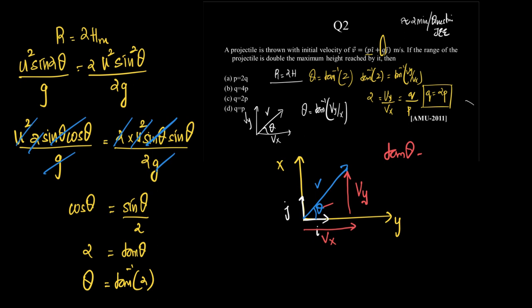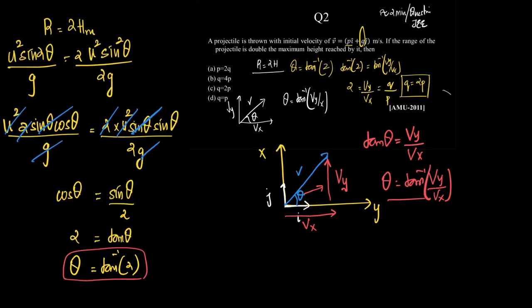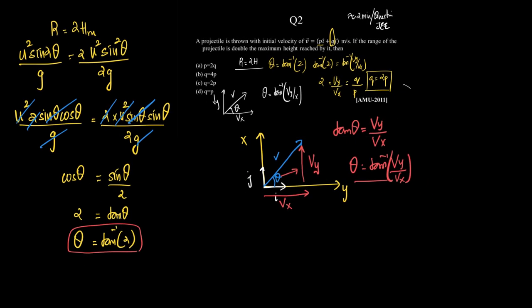Tan theta is equal to opposite by adjacent. What is opposite? Vy. And what is adjacent? Adjacent is Vx, and therefore theta is equal to tan inverse Vy by Vx. So we got theta is equal to tan inverse 2 and theta is equal to tan inverse Vy by Vx, and the answer follows. What we can do otherwise is to understand the concept even better.